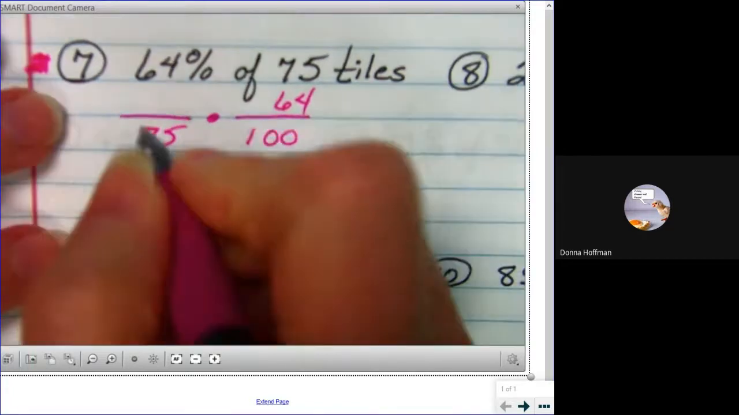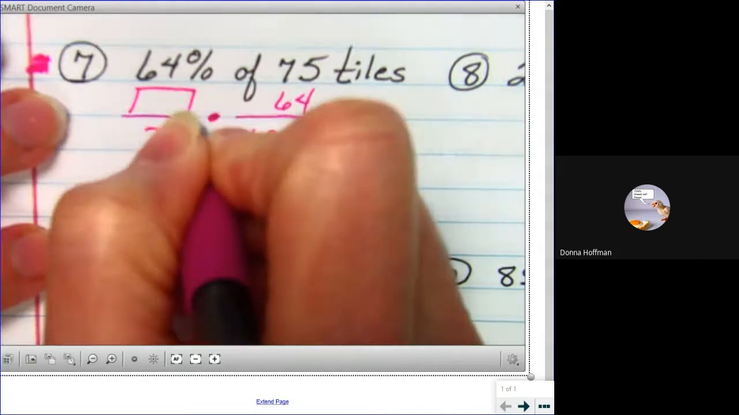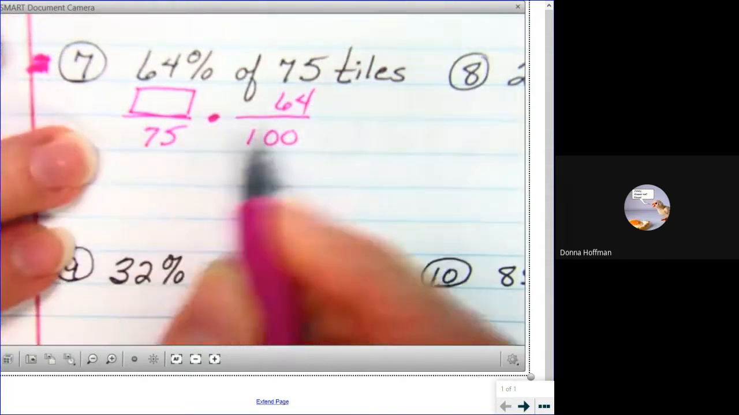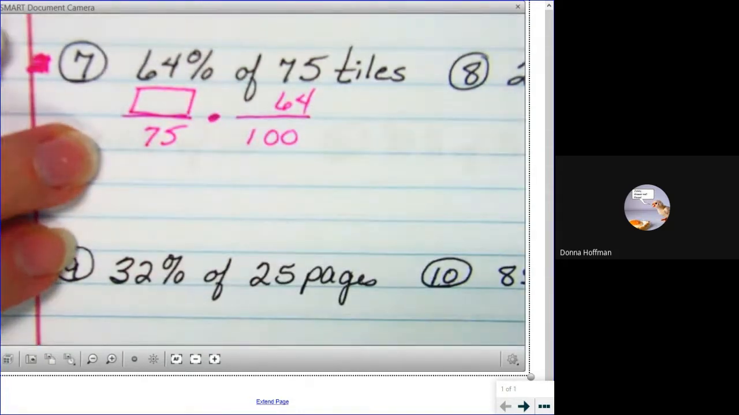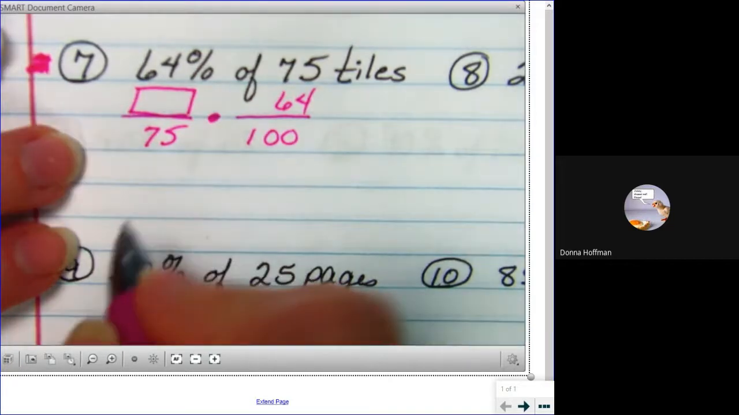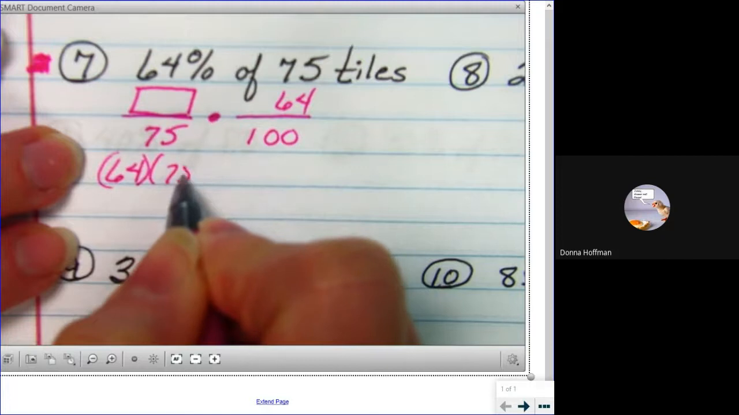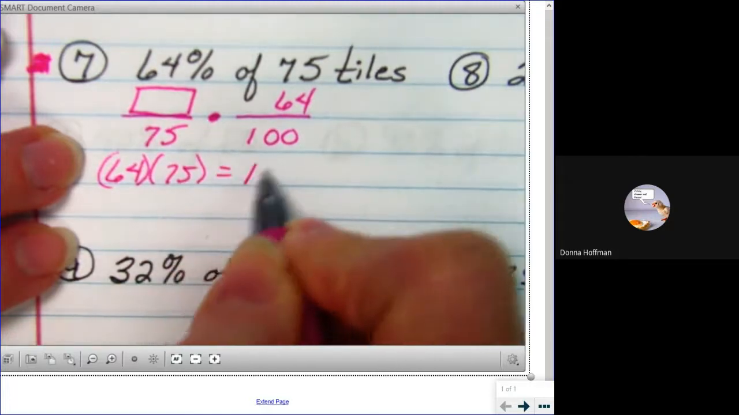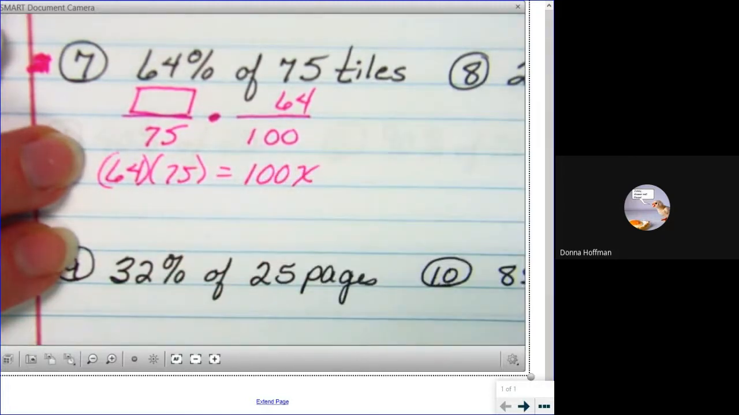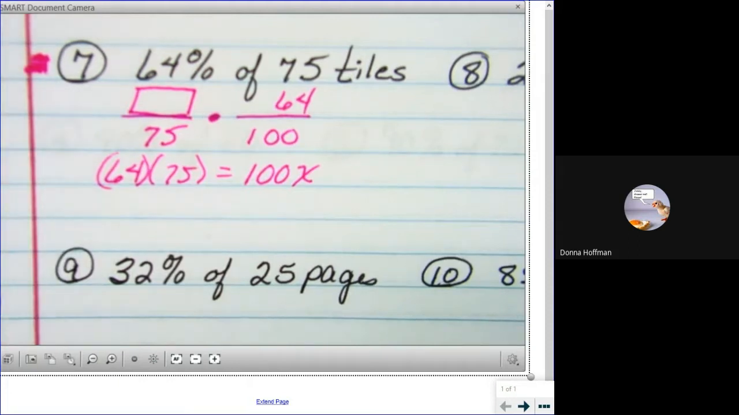So the empty box goes above the 75 because we're looking for the part of the whole when it's 64% out of 100. So now I need to set this up as cross multiplication. What does that look like? 64 times 75, good. And what is 64 times 75? I'd have to do some side work because I don't know what that is off the top of my head.